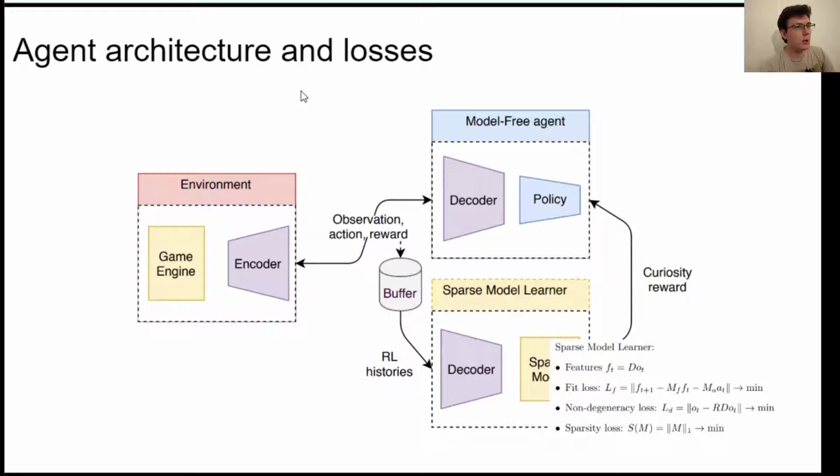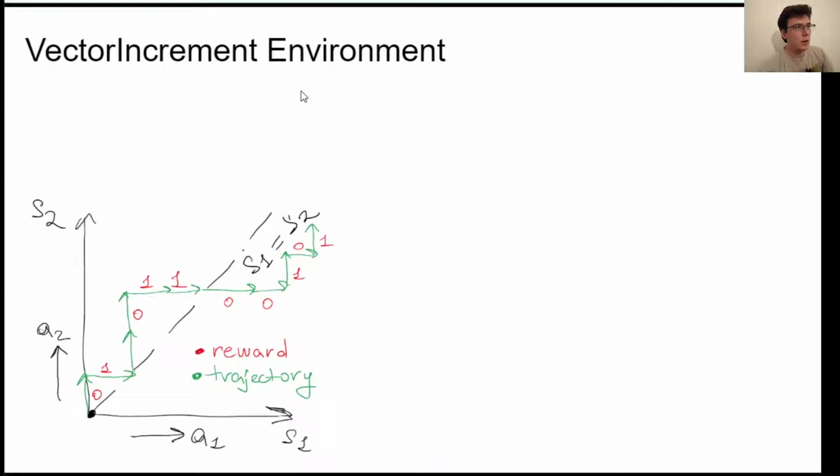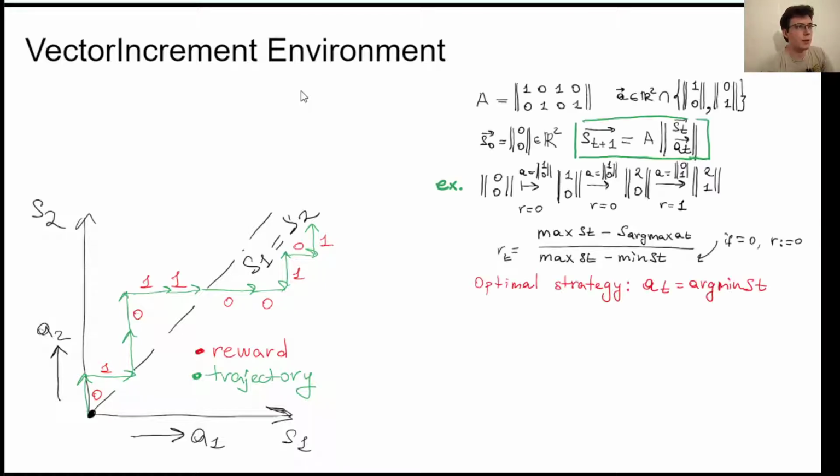Additionally, the model is regularized to be sparse and thus simple. We consider a very simple linear environment where the goal is to stay in the diagonal of the state space. Each action increments the corresponding component, and the reward is given if we move closer to the diagonal. This is the formal definition of the environment.